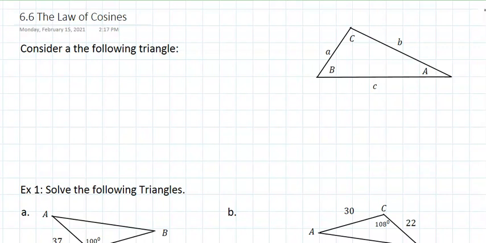Section 6.6 talks about the law of cosine. Consider the following triangles. Assume you're given those angles and those sides. If I am to draw the height, the traditional, if I call this L, then this right here would be C minus L.